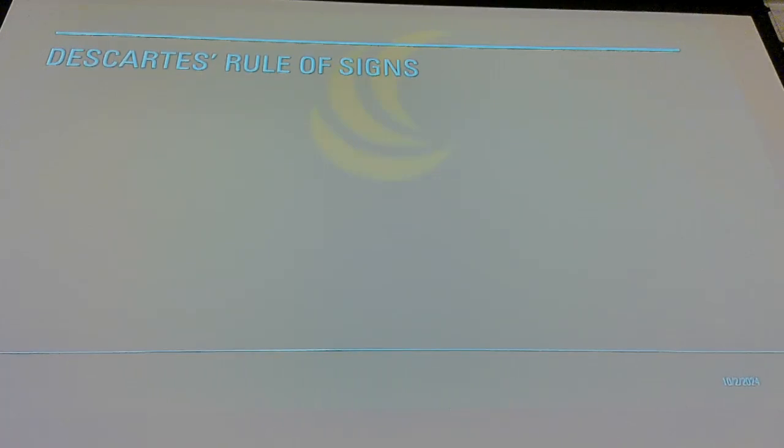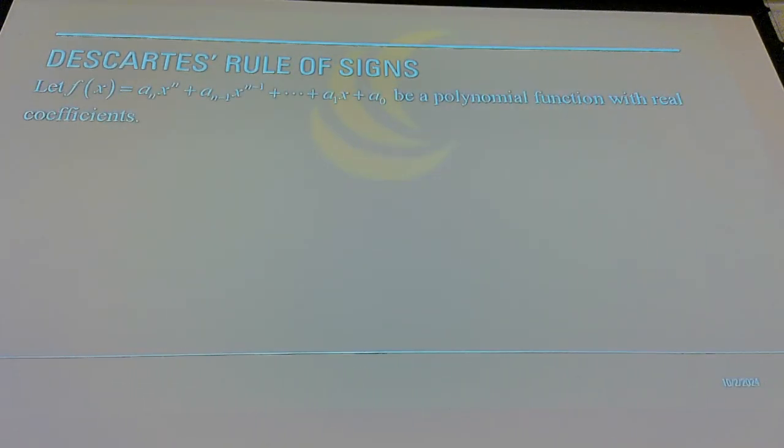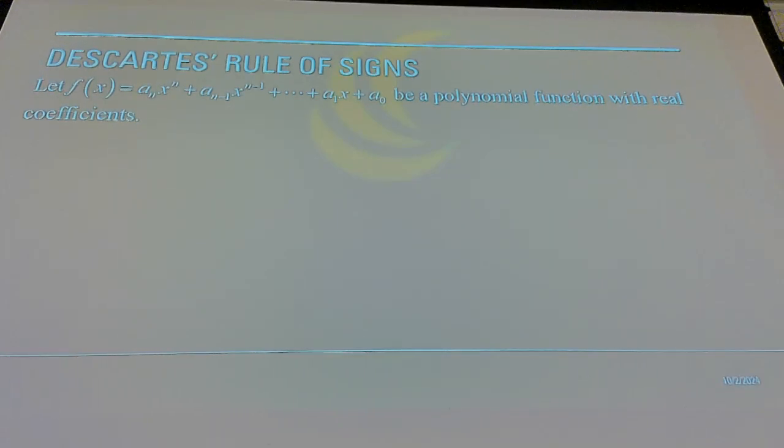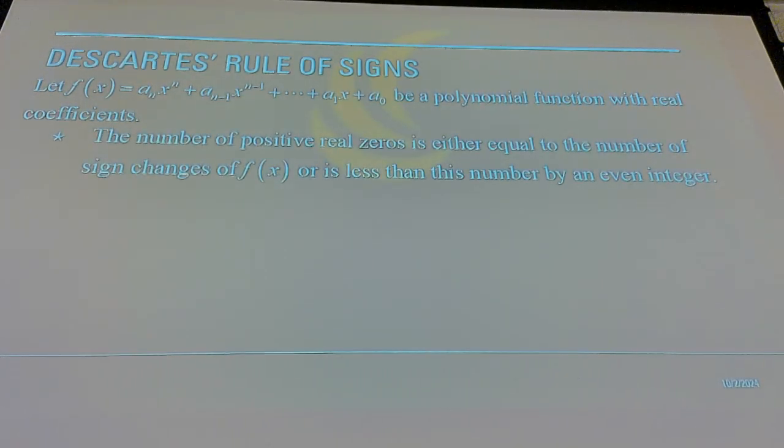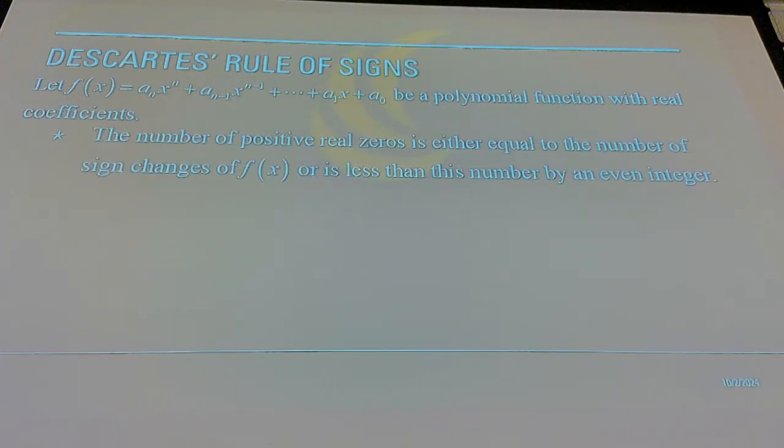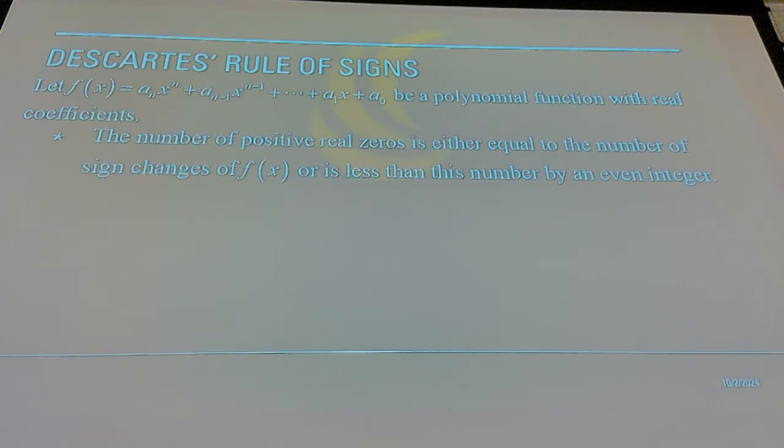Descartes' rule of signs. Again, this is an important one. You're given a polynomial with real coefficients. The number of positive real zeros is either equal to the number of sign changes of f of x, or is less than this number by an even integer.